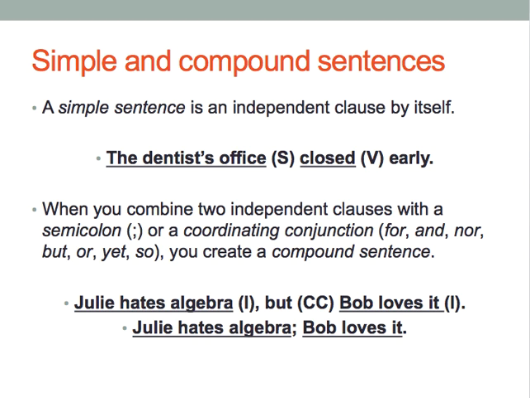And again, a little more review on simple sentences and compound sentences. A simple sentence is an independent clause by itself. But when you combine 2 independent clauses with a semicolon or a coordinating conjunction, and the coordinating conjunctions you can remember by the acronym FANBOYS, F-A-N-B-O-Y-S, that stands for for, and, nor, but, or, yet, and so, you create a compound sentence. 2 or more independent clauses joined by a coordinating conjunction or a semicolon.